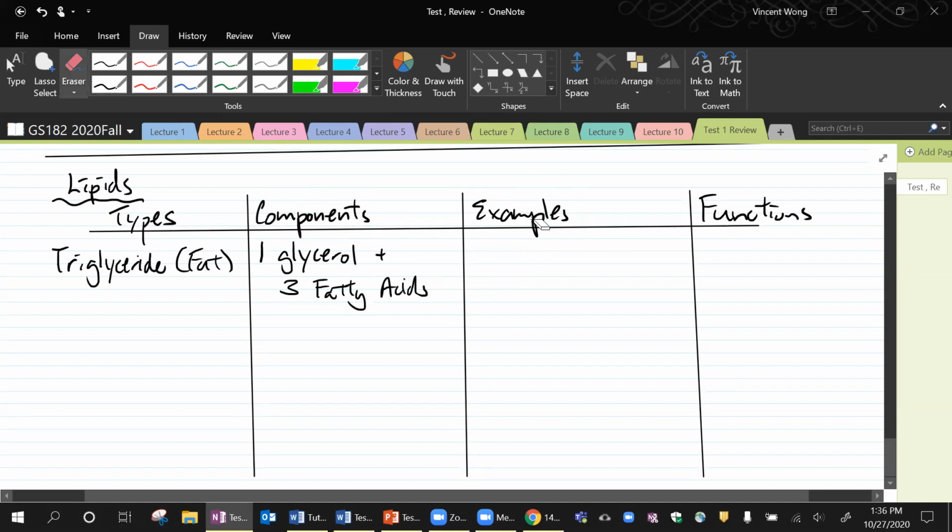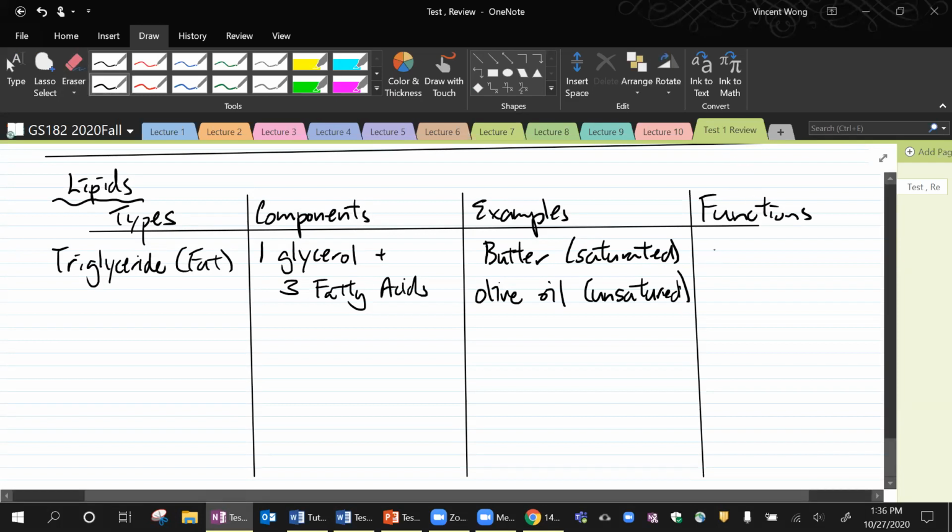An example of that would be butter, right? Is butter saturated or unsaturated? Actually, I'll just answer that myself. It's saturated. And we have things like olive oil, right? I guess that would be unsaturated. Okay. So what are the general functions of fats?